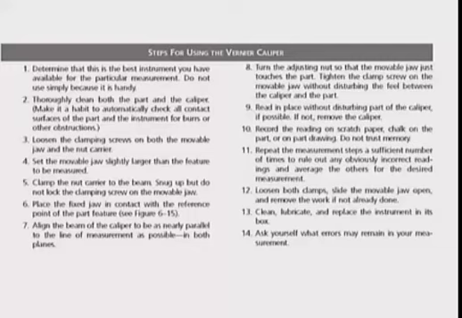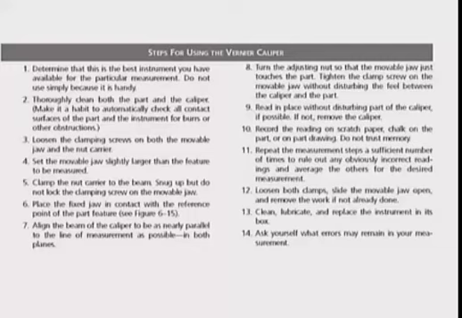Record the reading on scratch paper, chalk on the part, or the part drawing, but don't trust your memory to remember the value. Repeat the measurement steps a sufficient number of times to rule out any obvious incorrect readings, and average the others for the desired measurement. Loosen both clamps. Slide the movable jaw open and remove the work if not already done. Clean, lubricate and replace the instrument in its box.